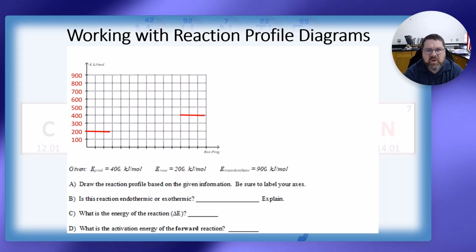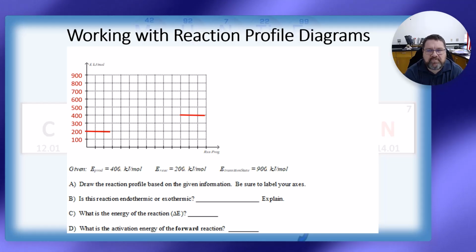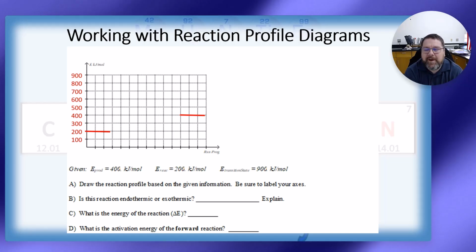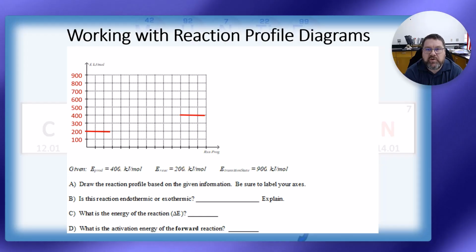Now, we want this to be fairly symmetrical, it's just nice. It looks neater that way. So for your transition state, you want to kind of split the difference between those two lines.